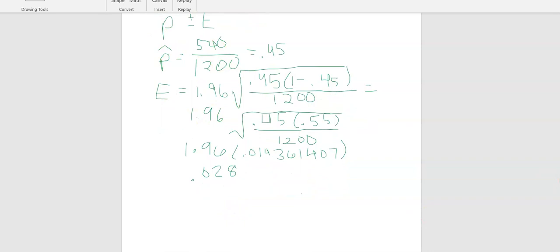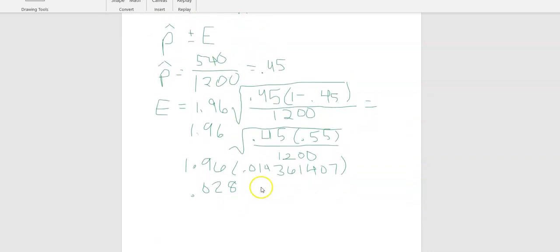Now we'll have P hat was 0.45. So we're going to take 0.45 minus 0.028 and 0.45 plus 0.028 and get that confidence interval. All right, so the first one, 0.45 minus 0.028 is going to be 0.422. And the second one is going to be 0.478.